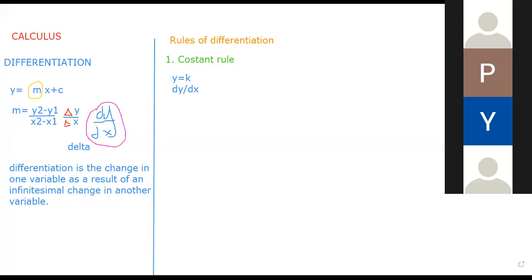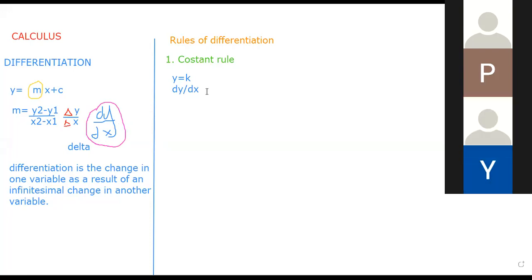Thank you. So we are saying that if k is a constant, and you differentiate y with respect to x, then it is zero. So dy dx is zero once the thing is a constant number. So the derivative of a constant number is zero. Take note of that. So, example.